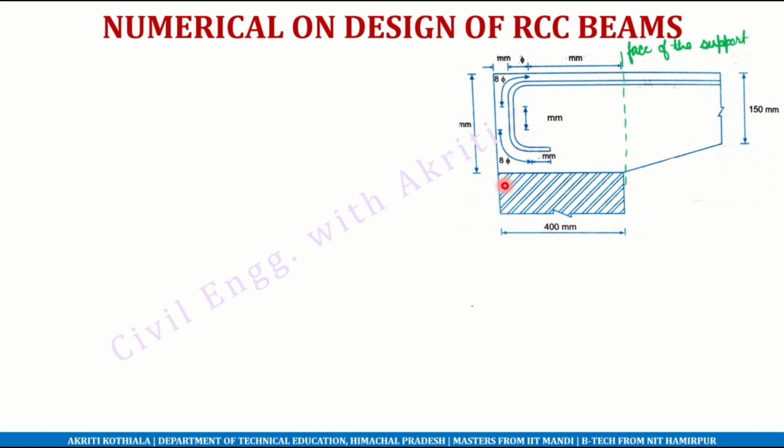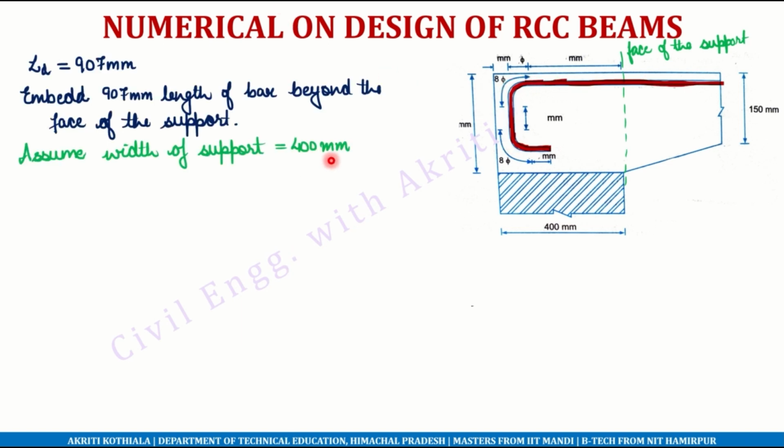We can assume that the width of the support is equal to 400 mm. So we have to calculate this value. What we can do is extend it, then provide bends of 90 degrees. Because the value of 907 is too large, we have to provide two bends. Otherwise, we could have done it with just a single 90-degree bend. Since this question does not mention the width of the support, we are assuming a value equal to 400 mm.